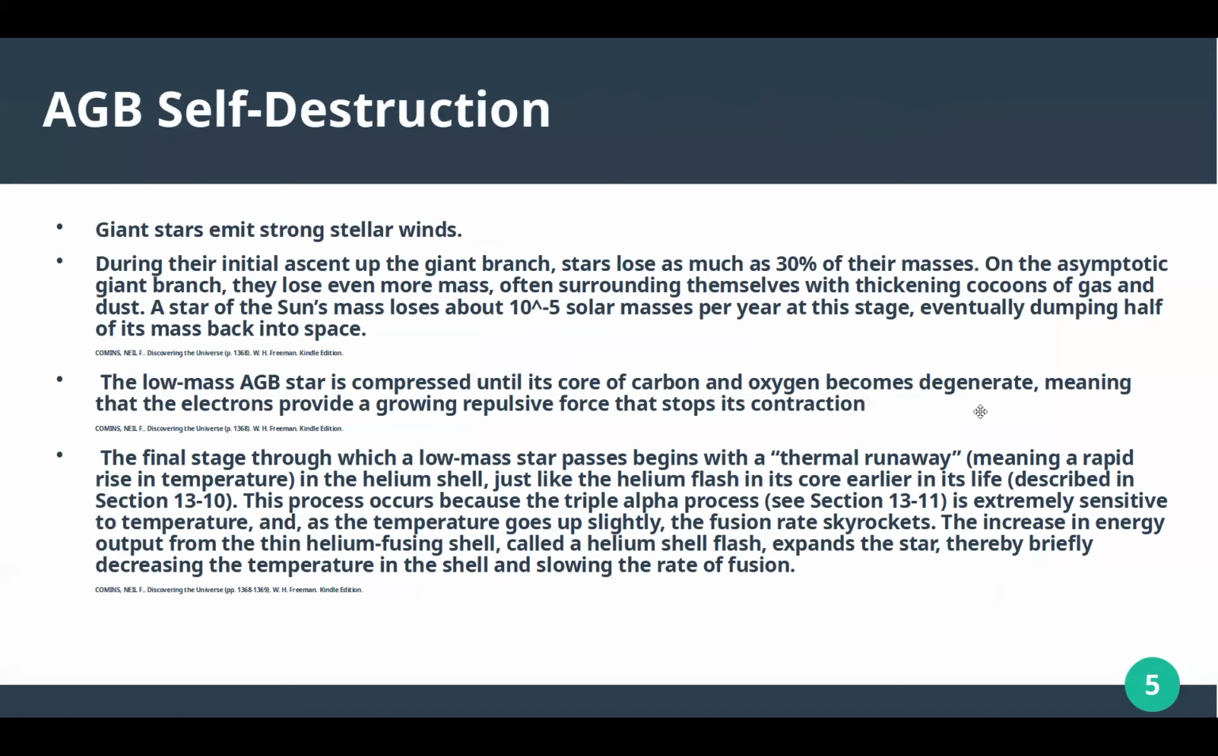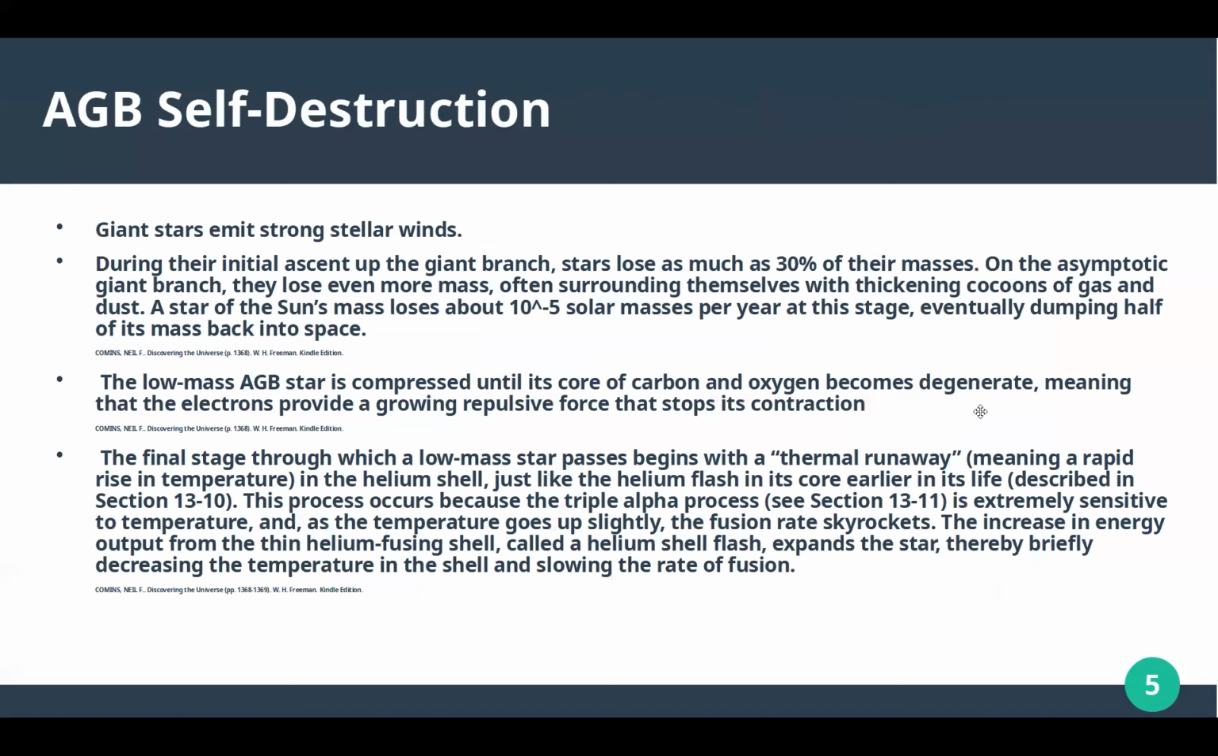The low mass AGB star is compressed until its core of carbon and oxygen becomes degenerate, meaning that the electrons provide a growing repulsive force that stops its contraction. The final stage through which a low mass star passes begins with thermal runaway, meaning a rapid rise in temperature in the helium shell.